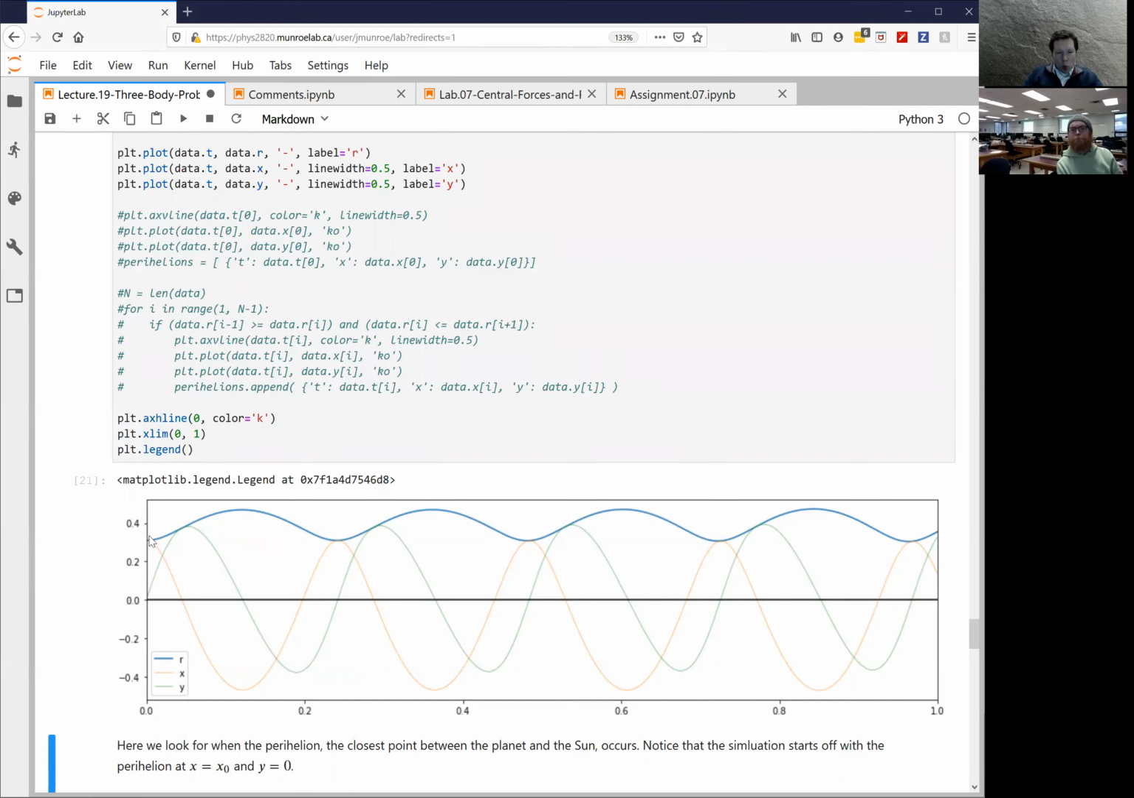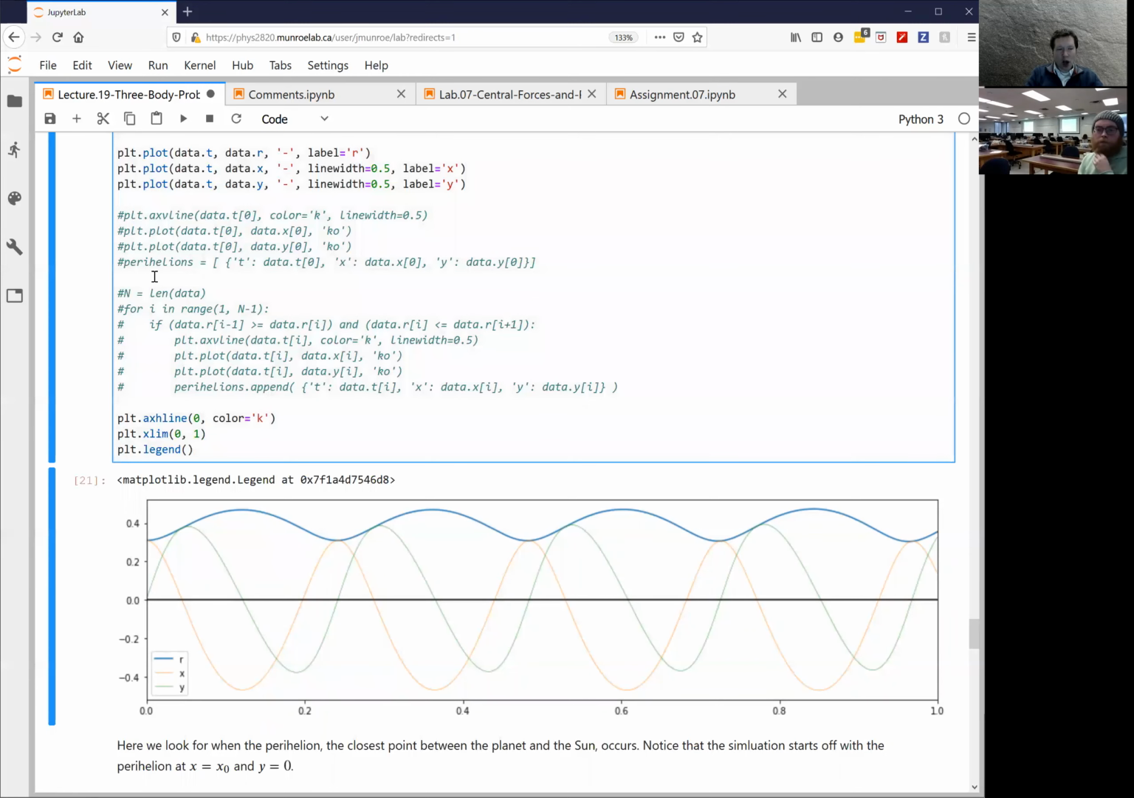Now, I've got to find a way of figuring out where that perihelion occurs. Well, the perihelion is going to start off at 0, okay? We've created the problem so it starts off at 0. What I can do is look for points. I can loop through here and check whenever, at any point, the radius to the left or to the right is bigger than the current radius, or the current distance away. If that's true, I'm going to call that where the perihelion is occurring.